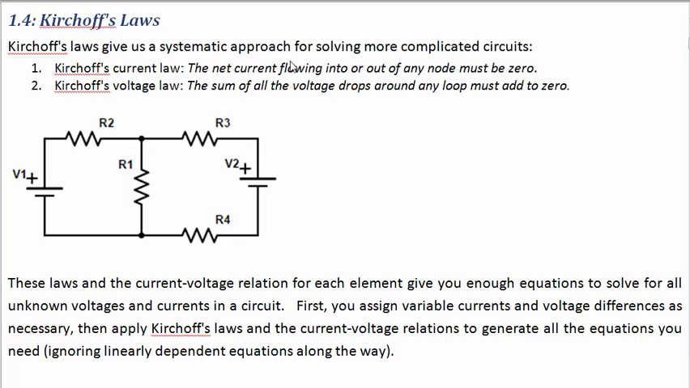Kirchhoff's current law: the net current flowing into or out of any node must be zero. What's a node? It's some spot where there is more than one way the current could go. So something like this is a node, something like this is a node.